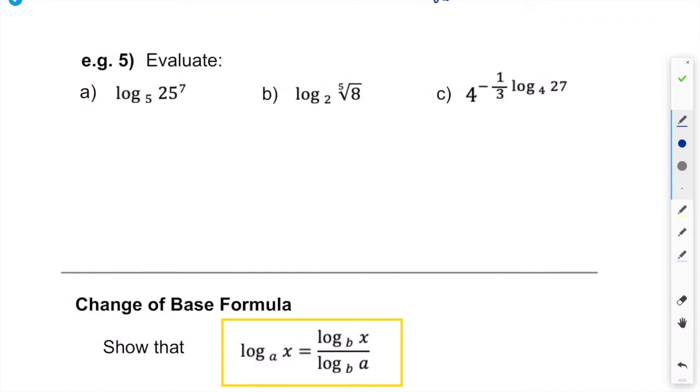Another way to think about it is, well, 7 is the power of 25, so I can bring it to the front. And then I have log base 5 of 25. But here I'm going to write that as 5 squared. And then this means I have 7 times 2, which is 14.